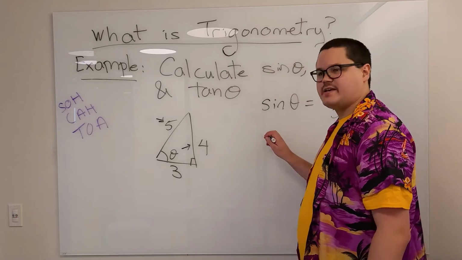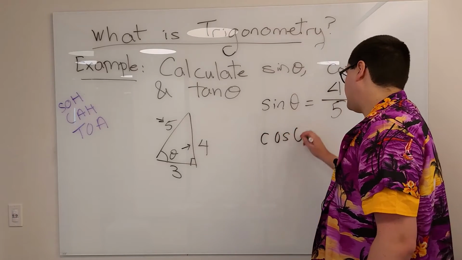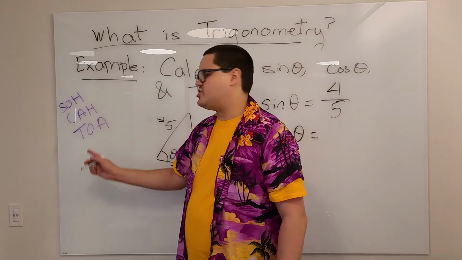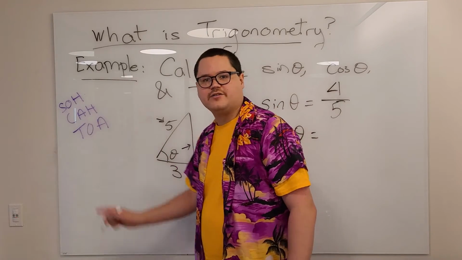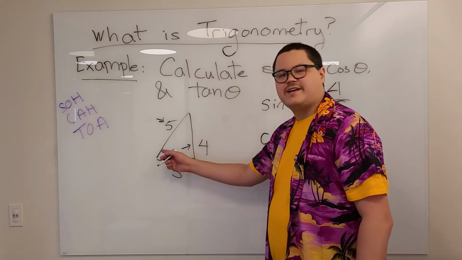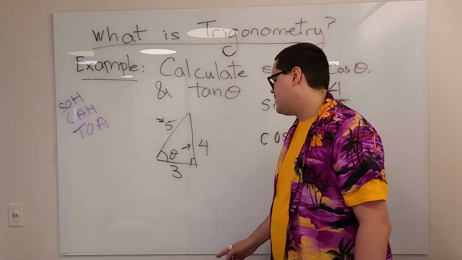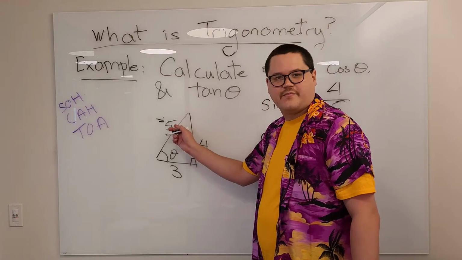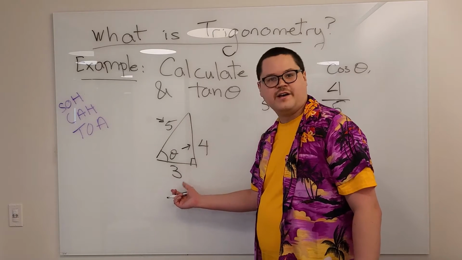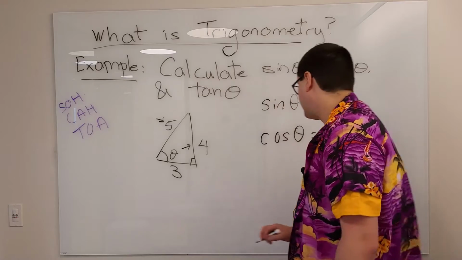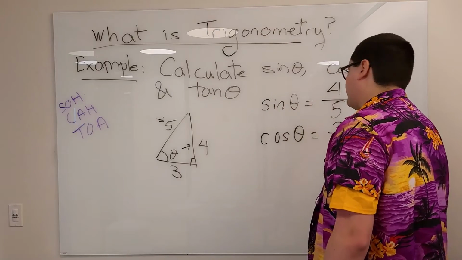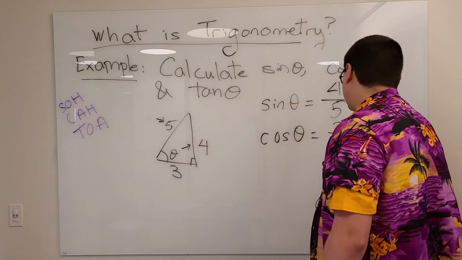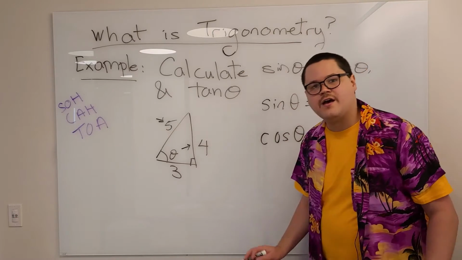Okay, what about cosine? It's just as easy. So cosine of theta, that's adjacent over hypotenuse. So which side is adjacent to theta? Well, there's two sides that are next to it, but one of them is already called the hypotenuse, so we care about the other one. That's 3. That's the adjacent. So 3 over h, the hypotenuse, is 3 over 5.